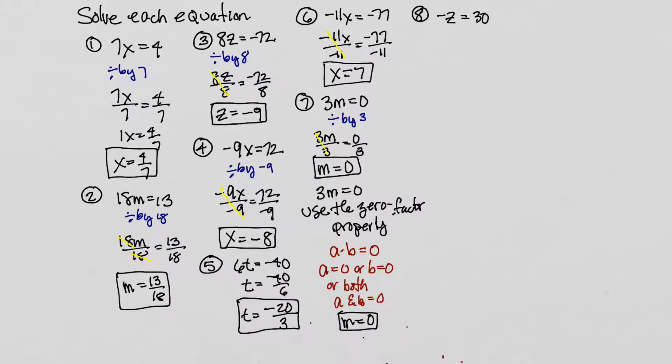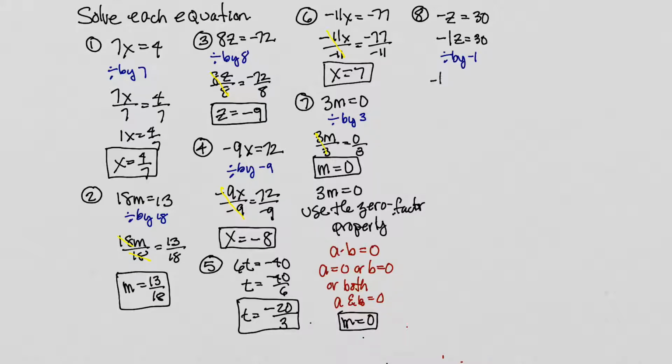Number 8 says we've got the opposite of z being 30. Now you could think of this as negative 1z, we just don't write the 1s, equals 30. And now you've got a multiplication, right? Negative 1 times z is 30. So we're going to divide by negative 1, and that's going to look like this now.